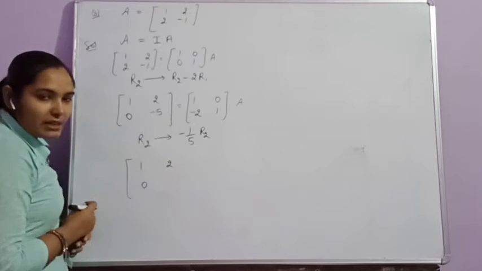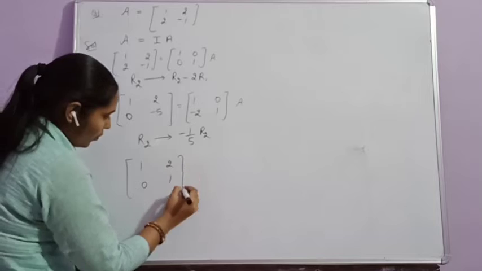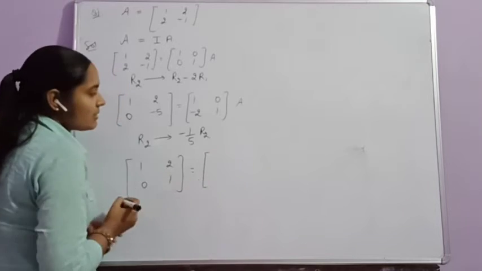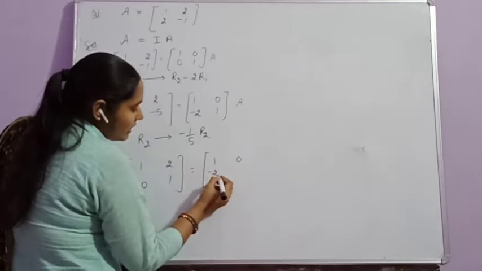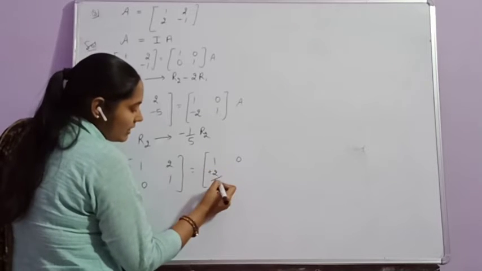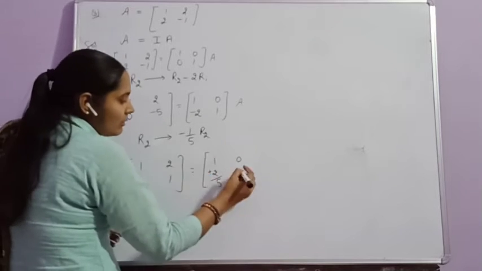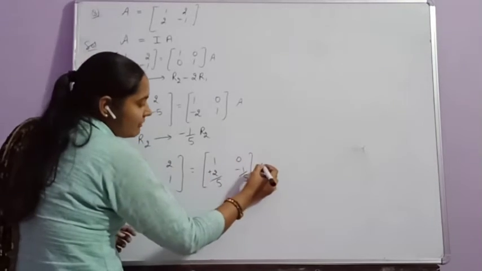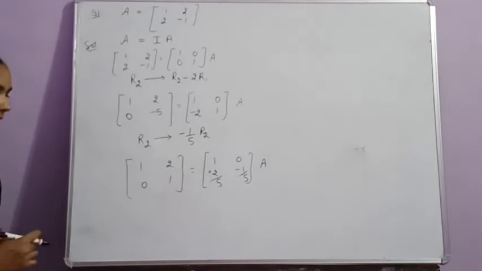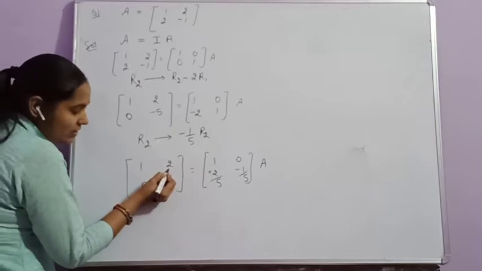Minus 5 divided by minus 5 is equal to 1. The same operation is applied on the right-hand side: 1, 0, minus 2 divided by minus 5 will be equal to plus 2 by 5, and 1 multiplied with minus 1 by 5 is minus 1 by 5 into A. Clear? Now we have to form 0 here.